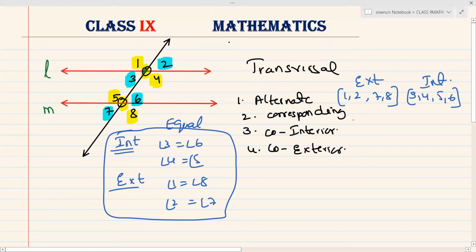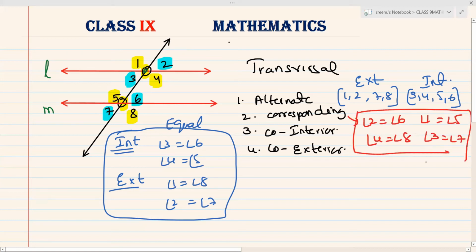Now the second rule, corresponding angles, I am writing. Angle 2 is equal to angle 6. Angle 4 is equal to angle 8. Angle 1 is equal to angle 5. Angle 3 is equal to angle 7. These are corresponding. This is the second set. They are equal again. And then co-interior, co-exterior.